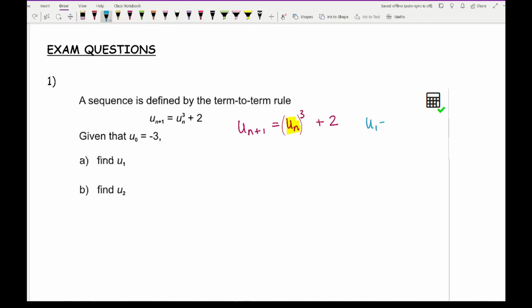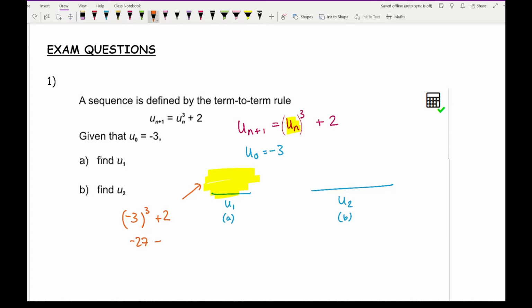And we know that u0 is -3. So the question is asking us to find u1 and u2. So if I write this as u1, which is part A, and then u2, which is part B. Now for this value here, what I need to do is substitute -3 into this formula. So this is going to be -3 cubed plus 2. And now if I type that into my calculator, well, -3 cubed is -27. And then plus 2 is going to give me -25.